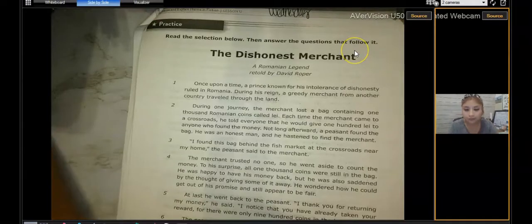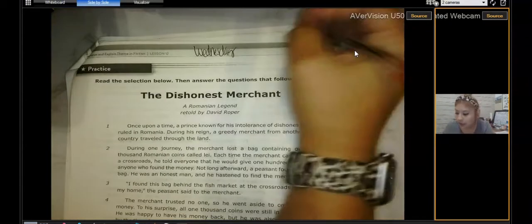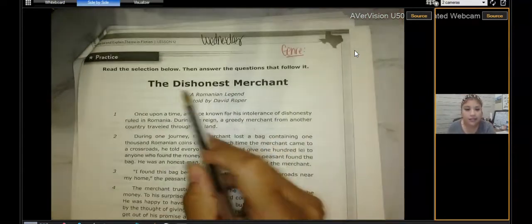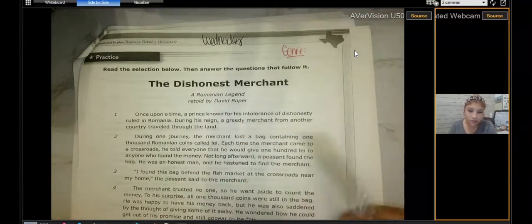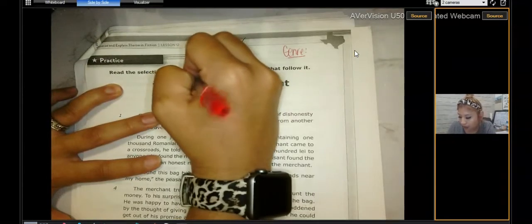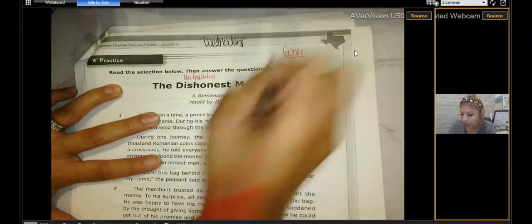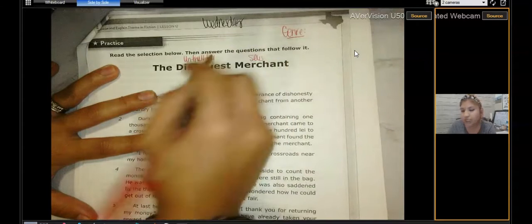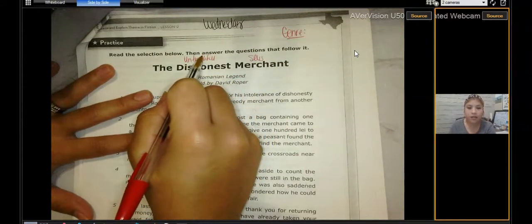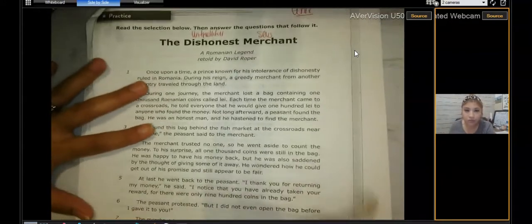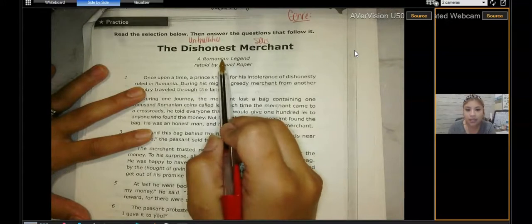So let's go ahead and go back. And let's start by always putting our genre here. And then it says the dishonest merchant. So dishonest means to not be truthful. So untruthful. And then a merchant could be someone that sells, right? And so I know this selection is going to be about someone who is dishonest, not true to what they say, what they do.